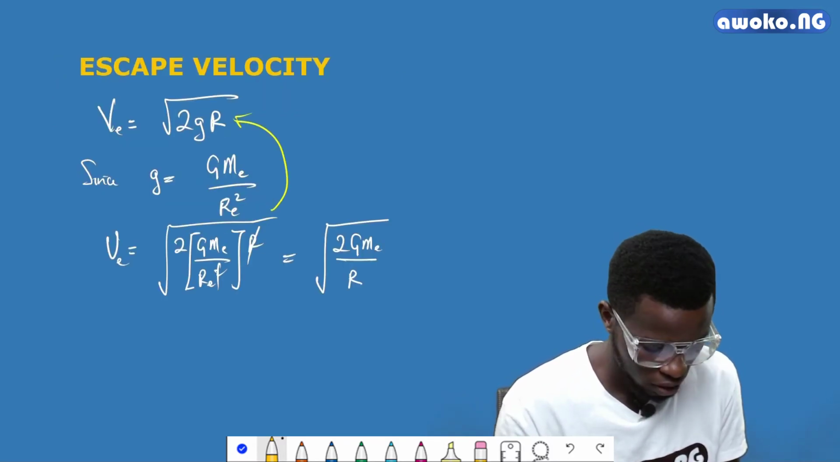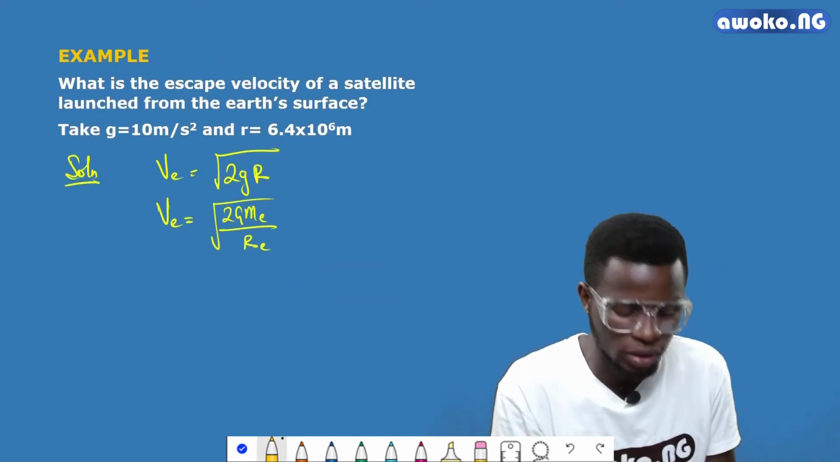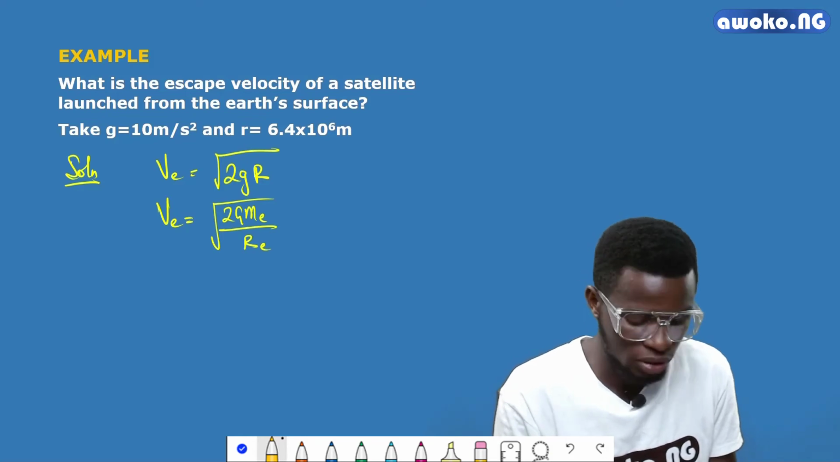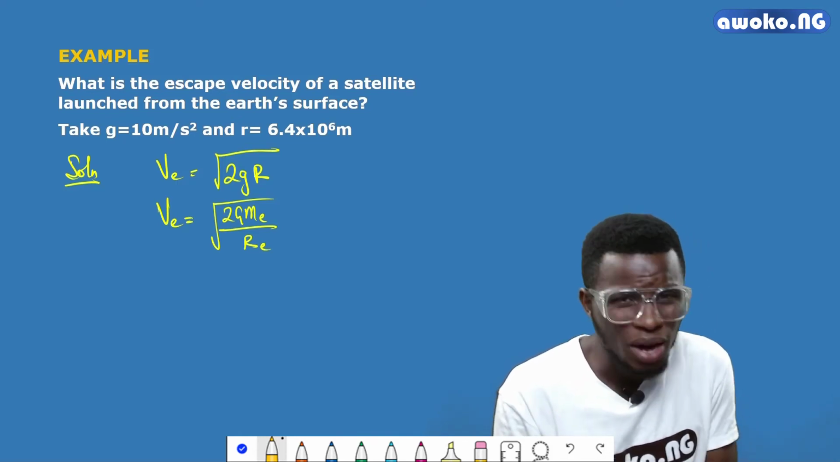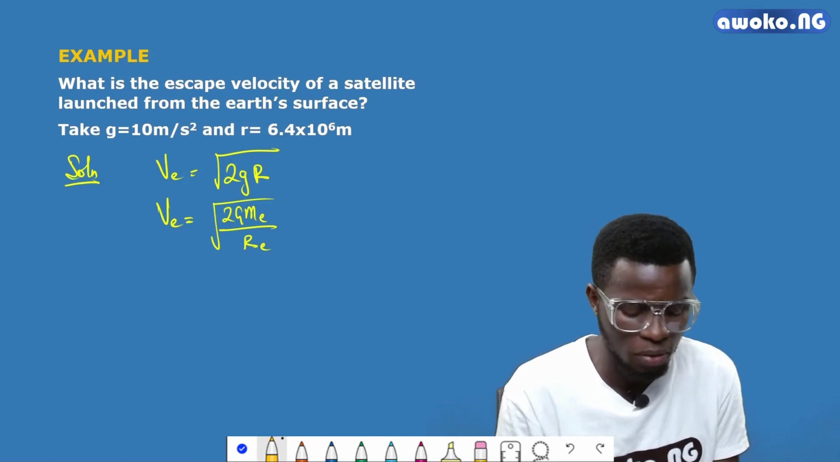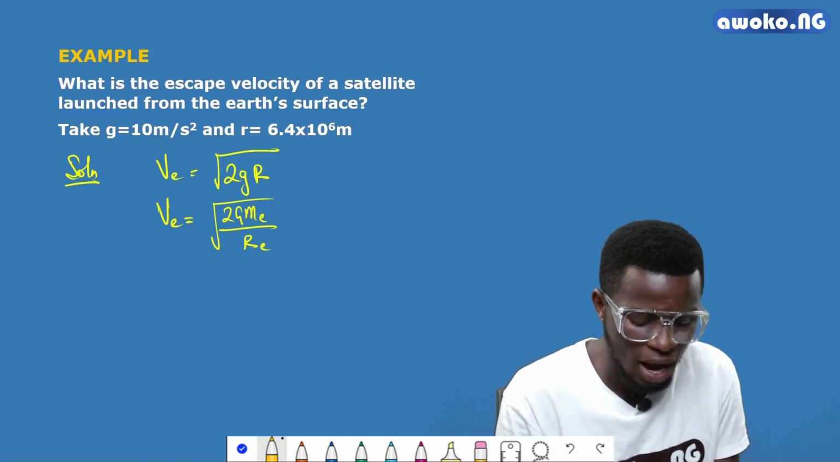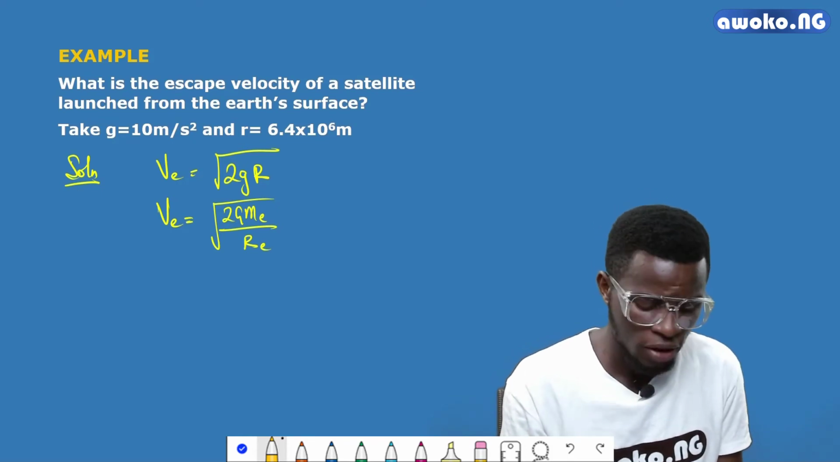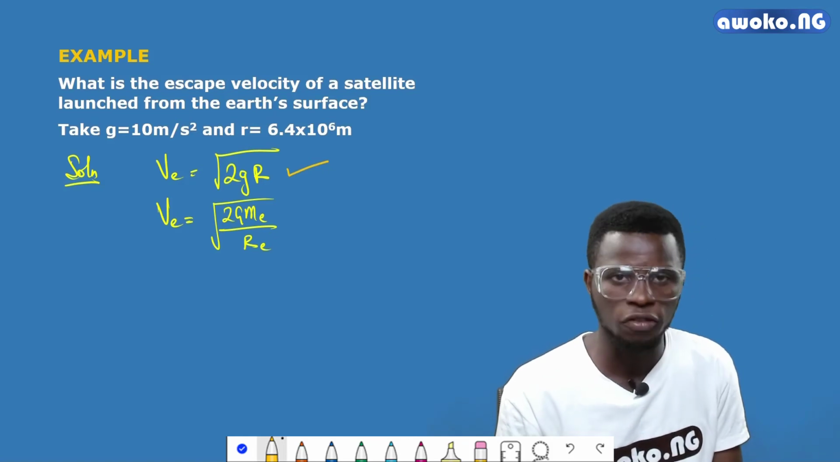We solve that from here. So we can either say escape velocity is equal to the square root of 2 times the acceleration due to gravity times the radius of the Earth, or VE is equal to the square root of 2 times the gravitational constant times the mass of the Earth all over the radius of the Earth. So depending on what you are given, but in this question we are given g and R, that is the acceleration due to gravity and the radius of the Earth. Of course, the formula to use is the first one.